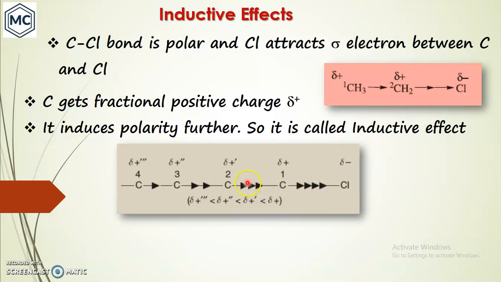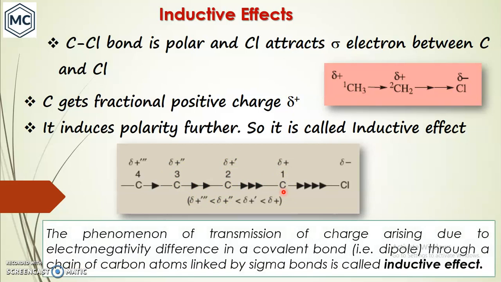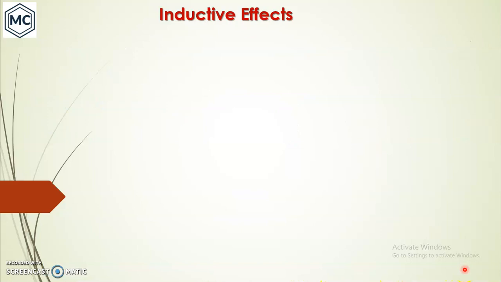So you can see it here. This can induce polarity to this carbon. It can further induce polarity. But the magnitude of polarized positive charge will be less when compared to this one, as the distance of the carbon atom from chlorine increases. So the phenomenon of transmission of charge arising due to electronegativity difference in a covalent bond through a chain of carbon atoms linked by sigma bonds is called inductive effect.